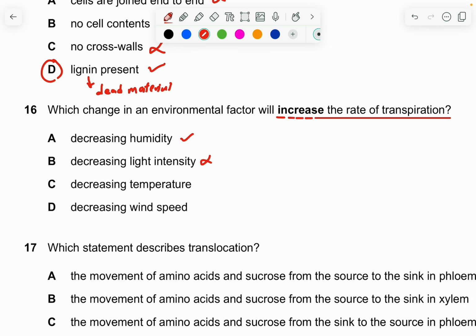The next one, decreasing temperature, is almost the same thing as light intensity. When it becomes colder, less water is likely to come out. The last one is decreasing wind speed. I think it also makes sense that if there's less wind, it means less water is coming out from the stomata. So wind speed is out. Humidity is the only one that goes against light intensity, temperature, and wind speed. We always think that the higher the temperature, the higher the rate of transpiration. But with humidity, when there's lower humidity, the rate of transpiration is higher. So the answer is A.